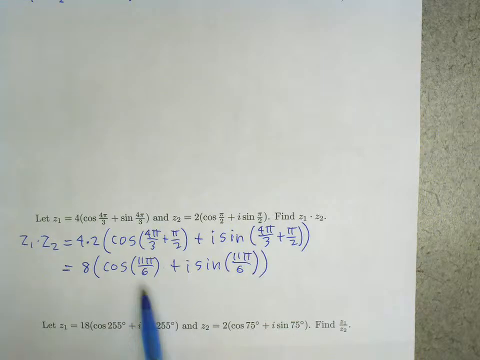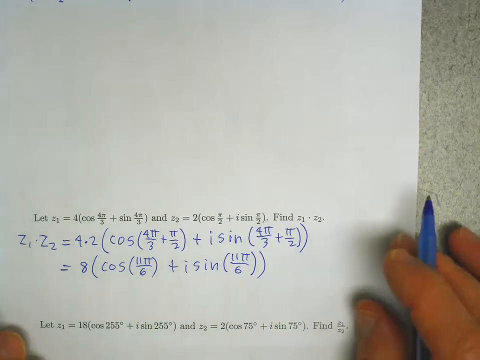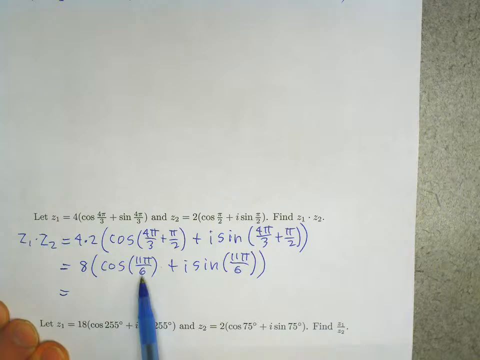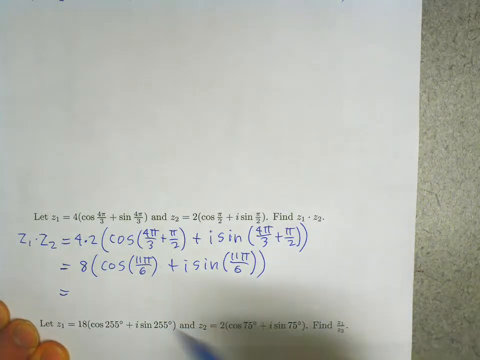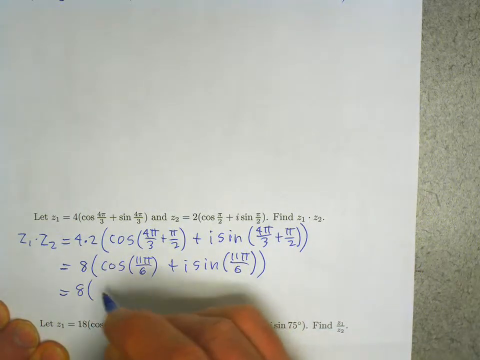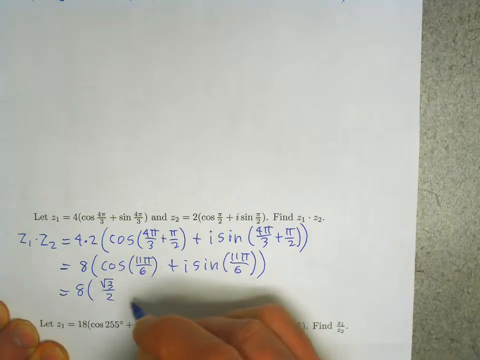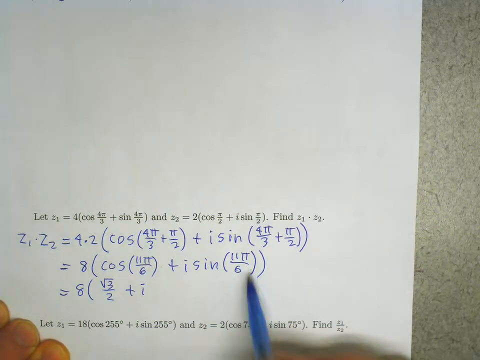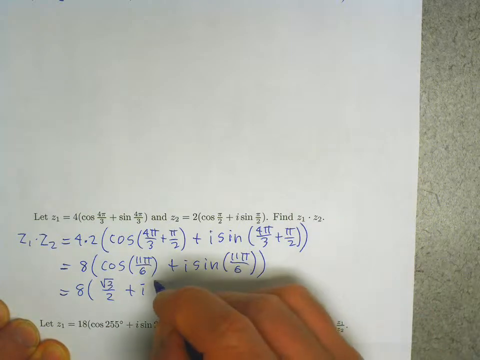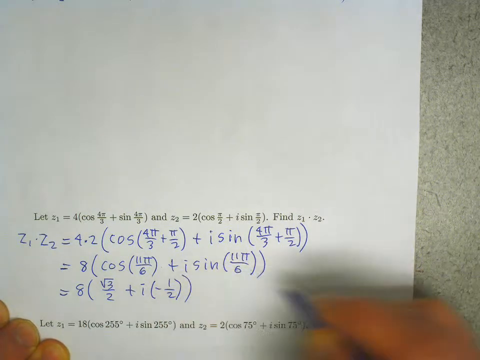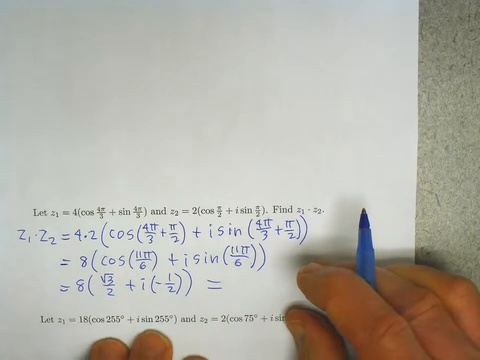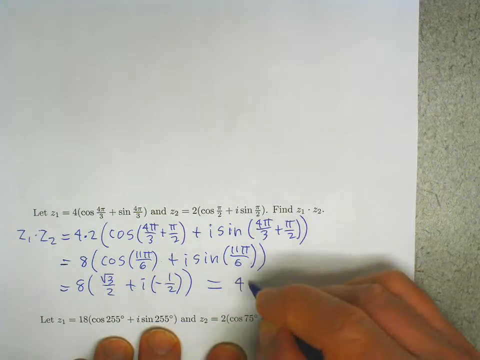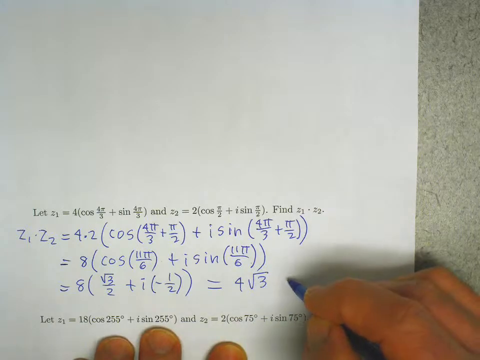And we can evaluate these. Cosine of 11 pi over 6. Well, 11 pi over 6 is in the fourth quadrant, so this is positive square root of 3 over 2. And sine is negative in the fourth quadrant. Sine of 11 pi over 6 is negative 1/2. So we can write this as 8 times the quantity square root of 3 over 2 minus 1/2 I.